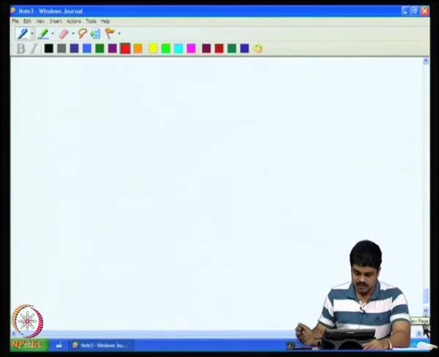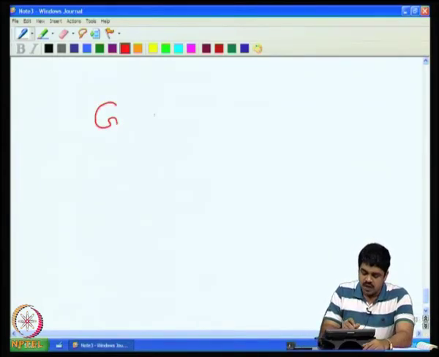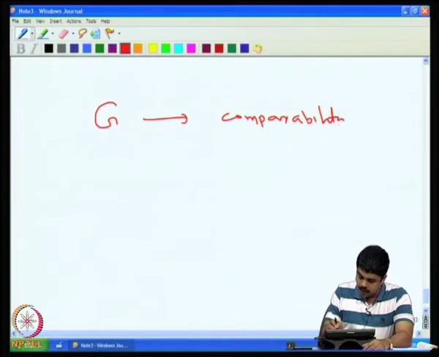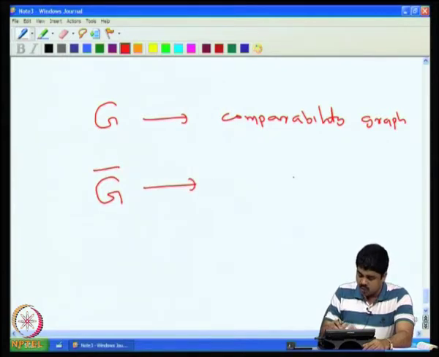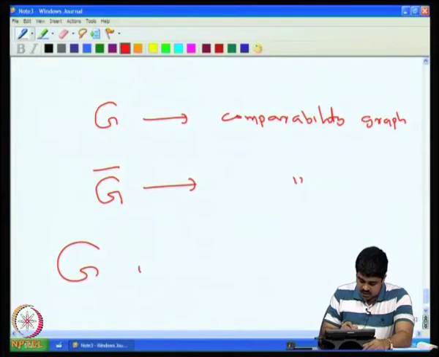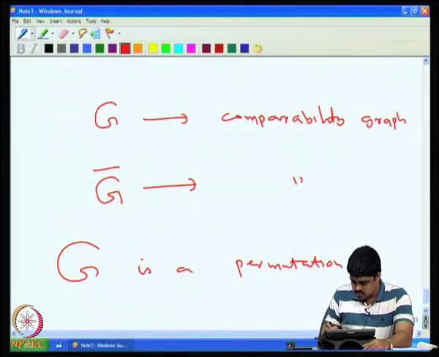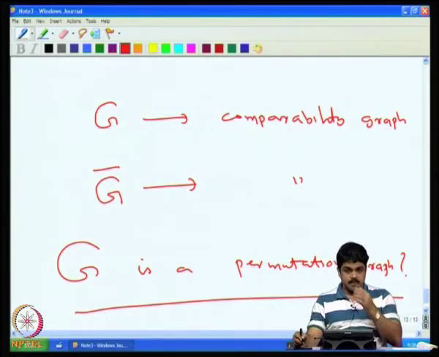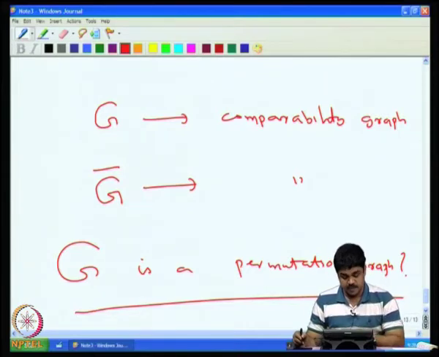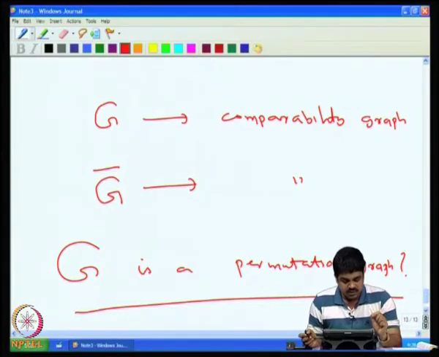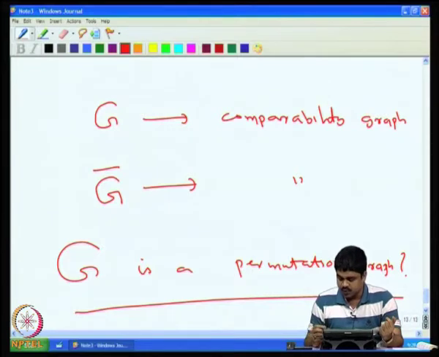Now, the more difficult part. Suppose a graph G is given, we know that it is a comparability graph. Not only that, we know that its complement is also a comparability graph. Now, we want to show that G is a permutation graph. In other words, we want to demonstrate a permutation associated with G such that G is the graph of that permutation. How do you do it?